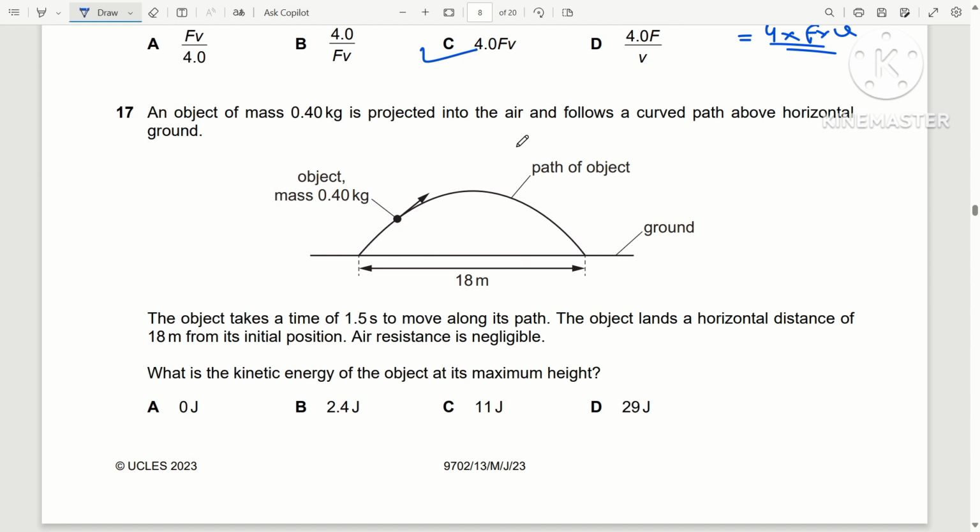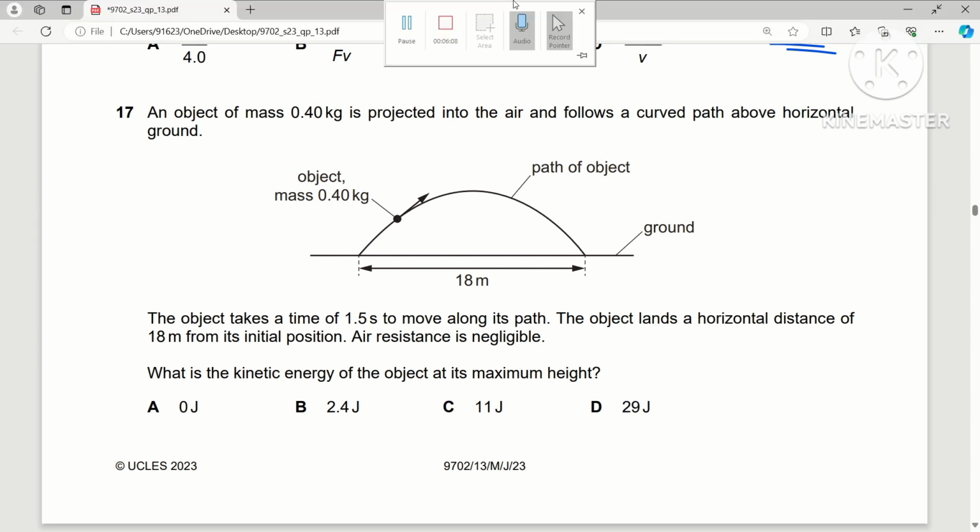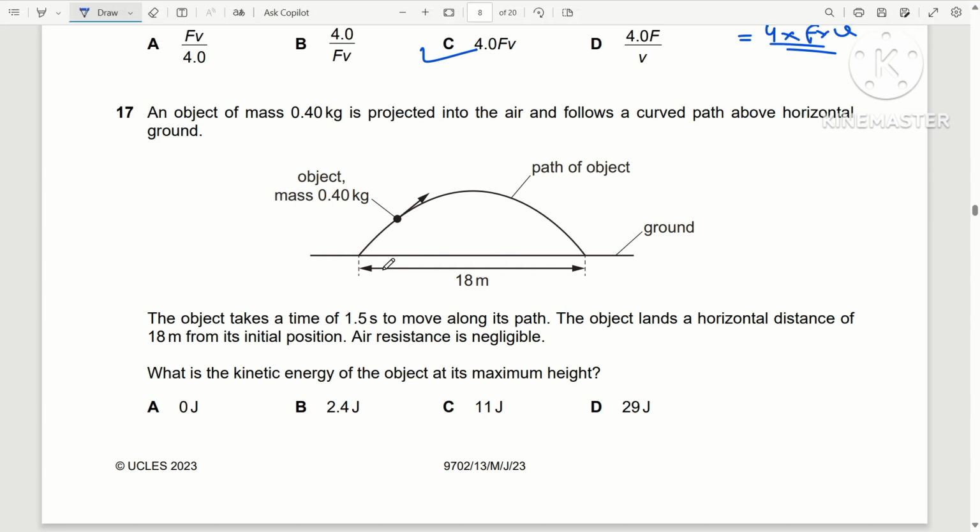17th question. An object of mass 0.40 kg is projected into the air and follows a curved path above horizontal ground. The object takes a time of 1.5 seconds to move along its path. The object lands a horizontal distance of 18 meters from its initial position. Air resistance is negligible. What is the kinetic energy of the object at its maximum height?